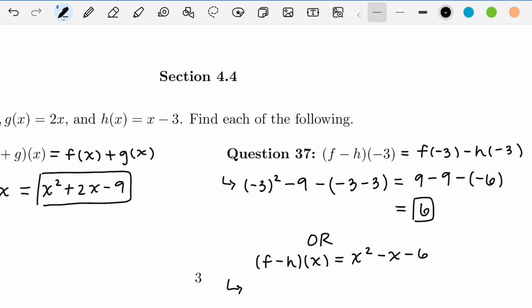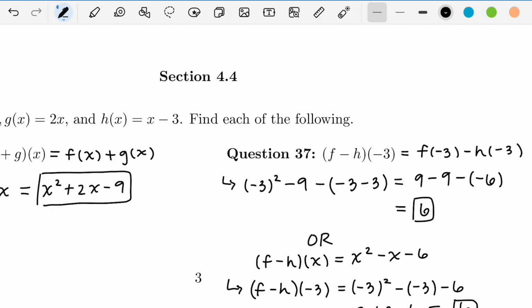Then taken this and evaluated that result at x is equal to negative 3. So plugging negative 3 into the resulting polynomial function, we're going to get 9 plus 3 minus 6, and this gives us a positive 6. Okay, so there are a couple different ways we can approach this type of problem. Whichever one is easier for you, I recommend doing.